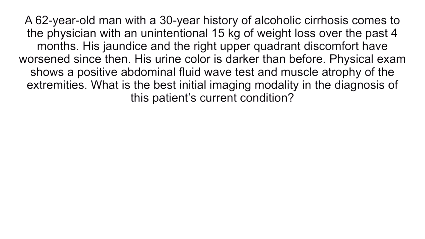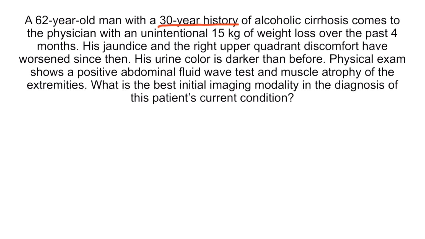A 62-year-old man with a 30-year history of alcoholic cirrhosis comes to the physician with an unintentional 15 kilograms of weight loss over 4 months. His jaundice and right upper quadrant discomfort have worsened since then. His urine color is darker than before. Physical exam shows a positive abdominal fluid wave test and muscle atrophy of the extremities. What is the best initial imaging modality in the diagnosis of this patient's current condition?